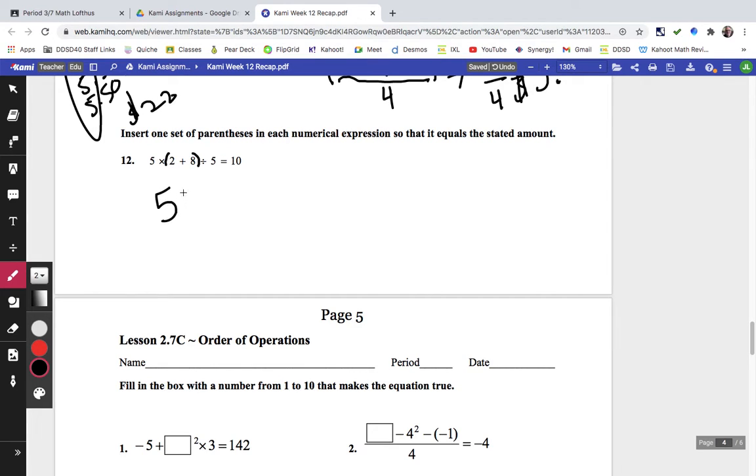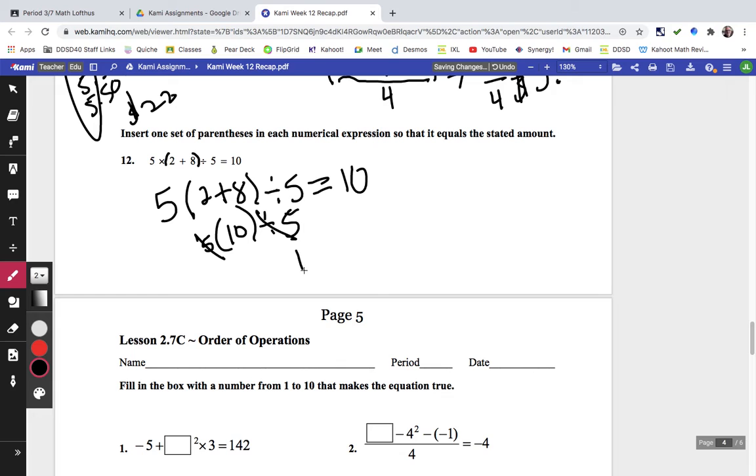Let's see. I think if I do this, then that interrupts the order of operations, so I added that first. So 5 times (2 plus 8) divided by 5 equals 10. So 2 plus 8 is 10. 5 times 10. If I multiply something by 5 and divide it by 5, that basically cancels each other out. 10 equals 10.